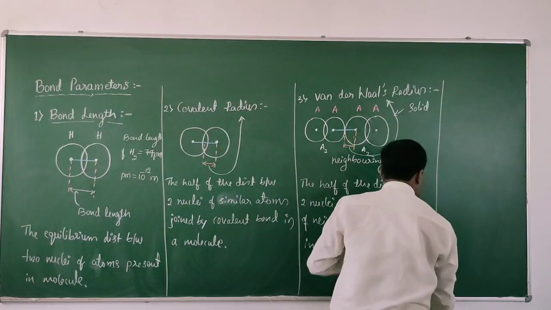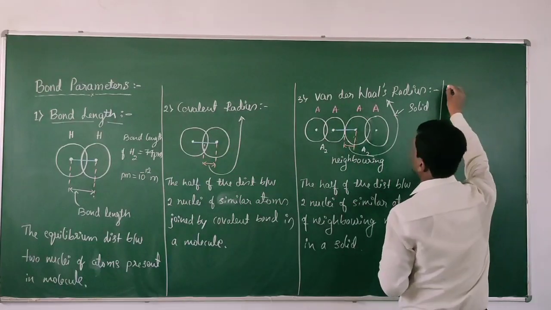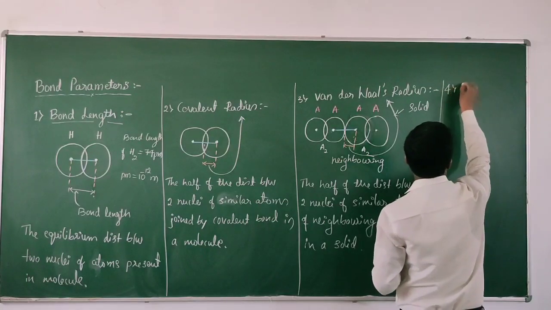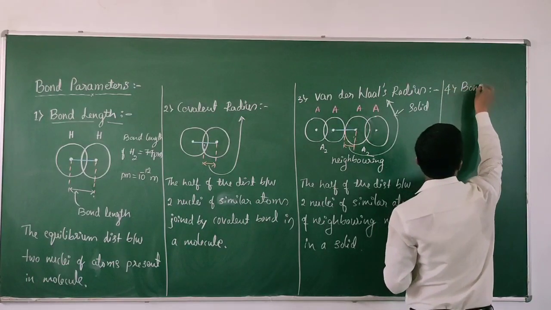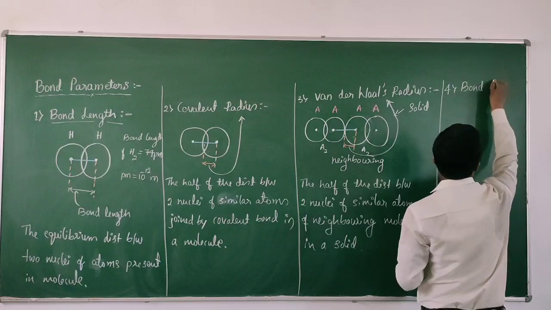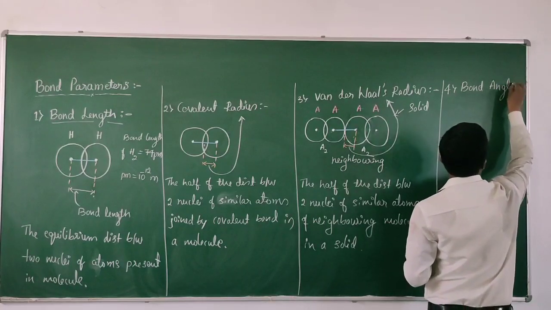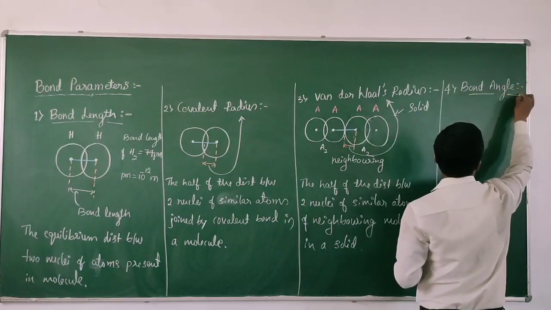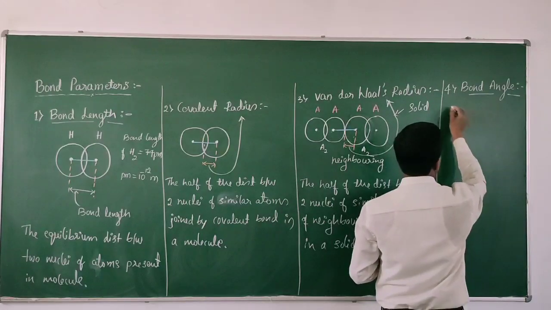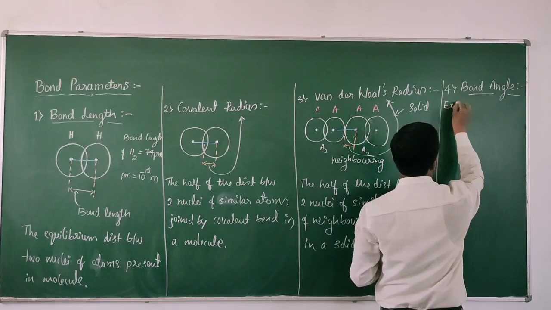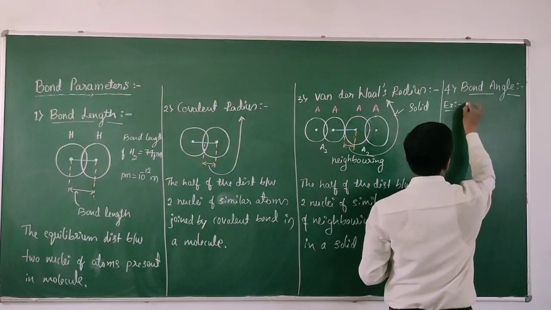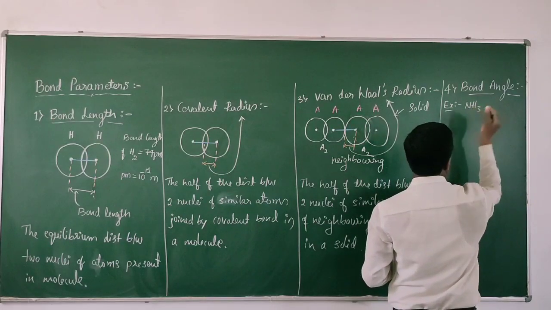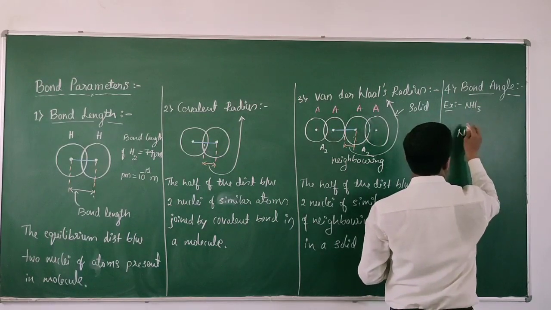The next one is bond angle. Okay, first of all I will give an explanation by taking some examples. What is the example? Ammonia molecule. The ammonia molecule is like this.